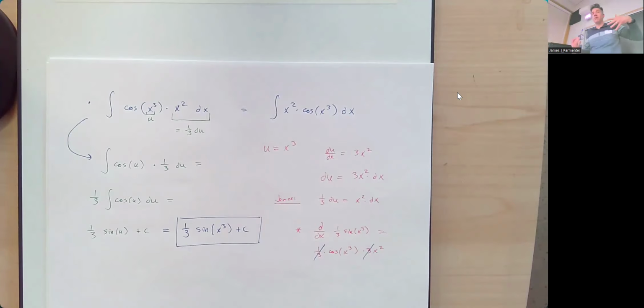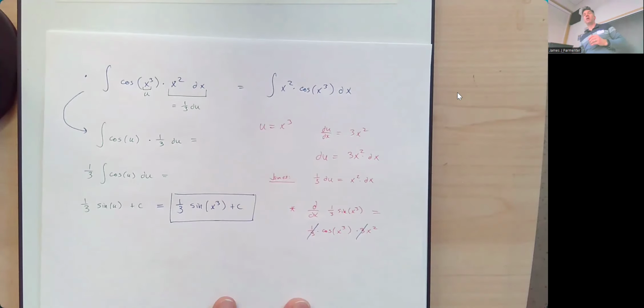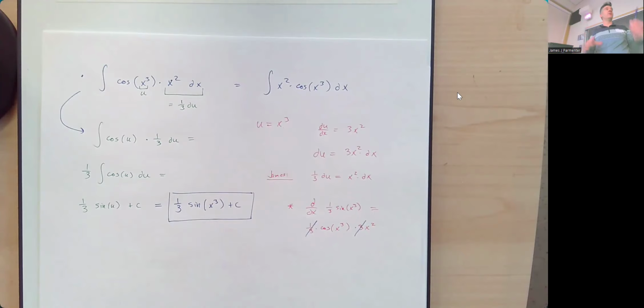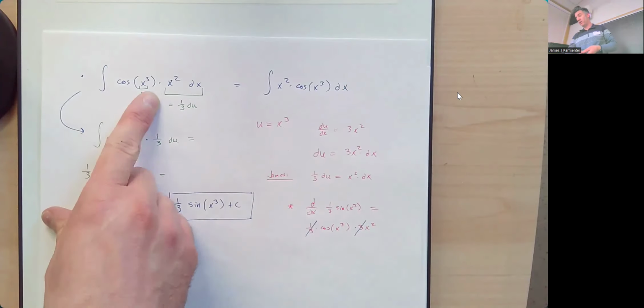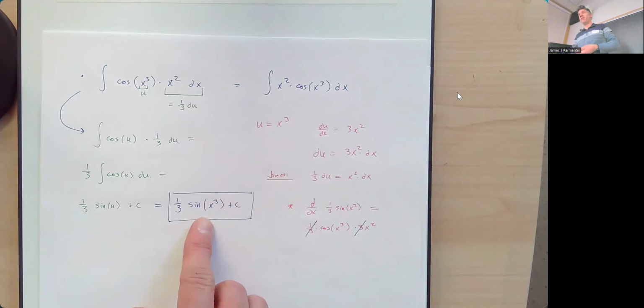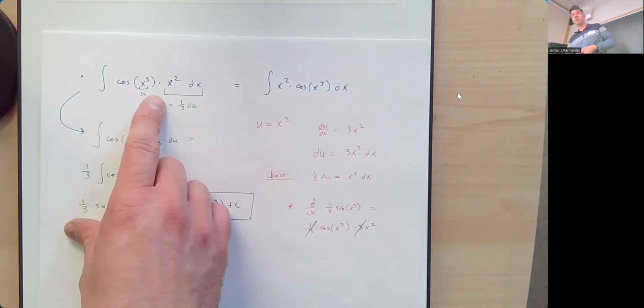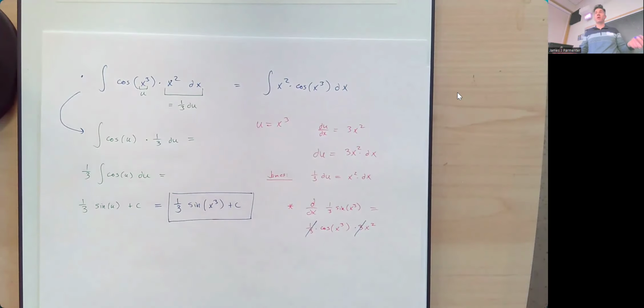So once again, we're seeing the derivative and the antiderivative just undo what the other one does. The antiderivative of cosine of x cubed times x squared is 1/3 sine of x cubed, and the derivative of 1/3 sine of x cubed is cosine of x cubed times x squared. Always, always, always going to work that way.